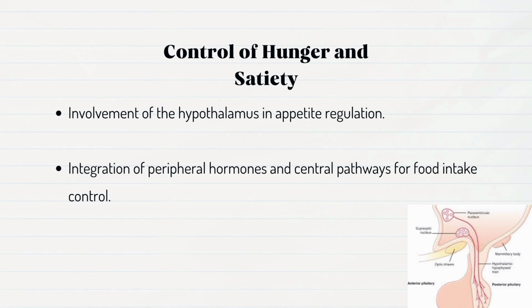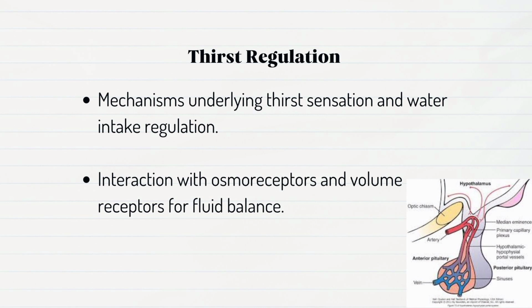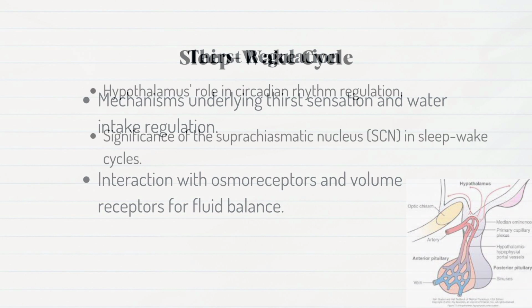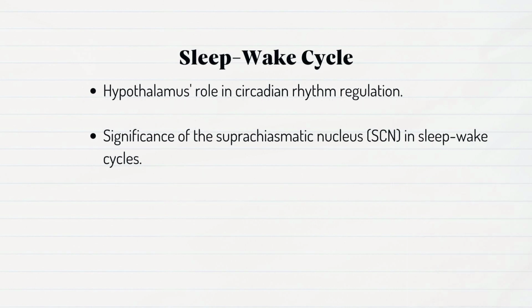Another intriguing function of the hypothalamus is its involvement in appetite regulation. Different hypothalamic nuclei collaborate to control food intake, responding to peripheral hormones and central pathways. In thirst regulation, water intake is intricately controlled by the hypothalamus. It interacts with osmoreceptors and volume receptors to maintain fluid balance within the body.